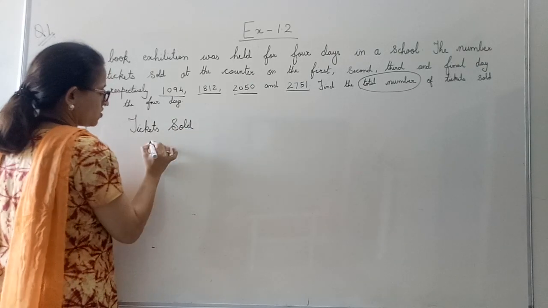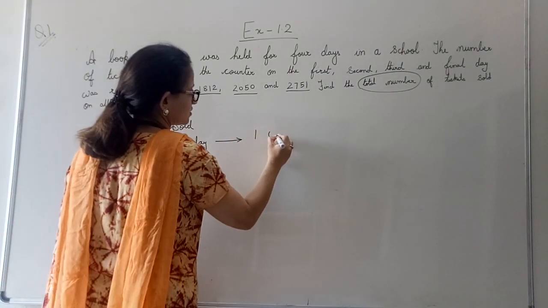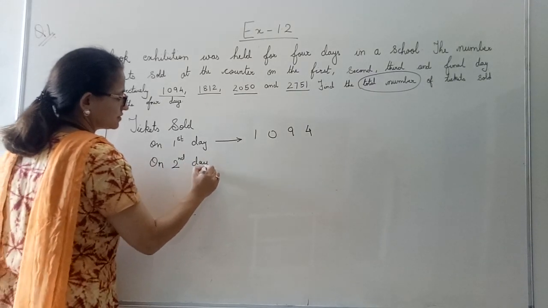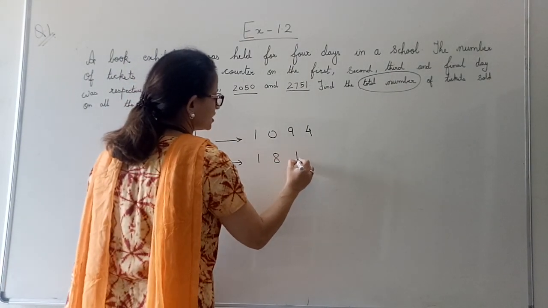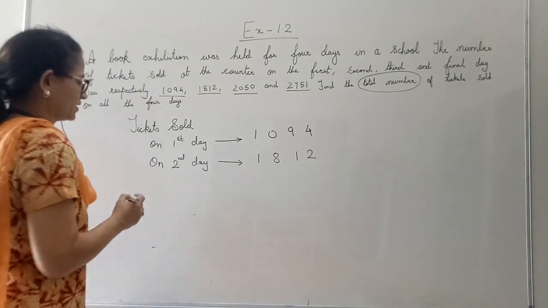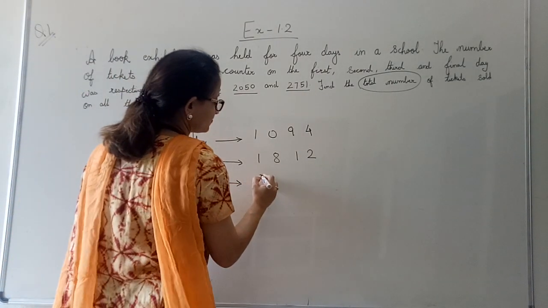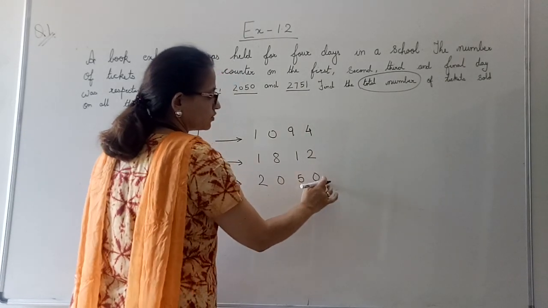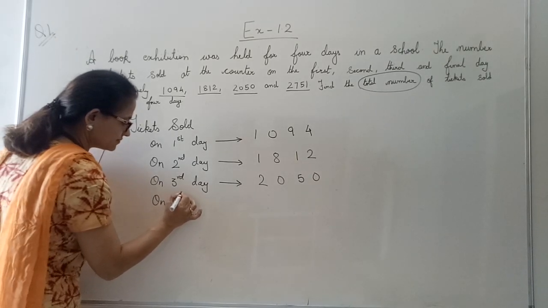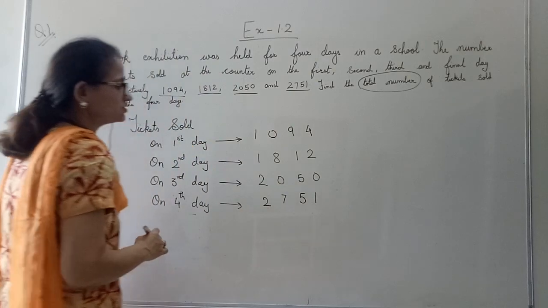Tickets sold on first day. How many tickets are sold? 1094. On second day, it is 1812. Here we will write ones under ones, tens under tens, hundred under hundred and thousand under thousand. On third day, tickets were sold. Again the same way, ones will always come under ones, tens under tens, hundred under hundred and thousand under thousand. And on the fourth day, tickets were sold.